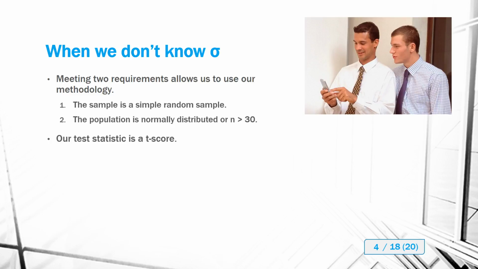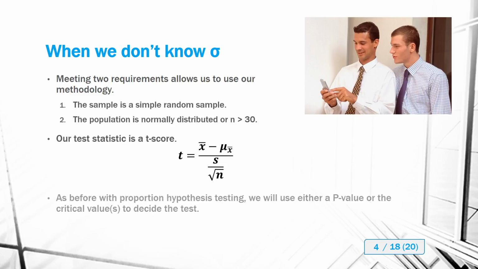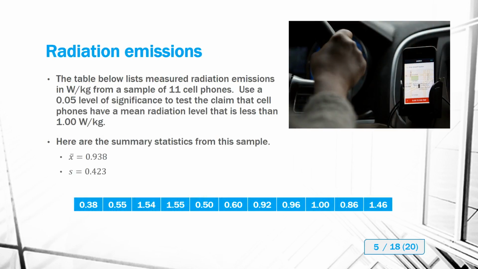Our test statistic is going to be a t-score, which we calculate by using this formula that you see here at the center of your screen. Pretty straightforward. Plug in what you know, punch out the answer. There's your t-score test statistic. Now, as before, when we were conducting hypothesis testing on population proportions, we're going to use either a p-value or the critical value to decide the test.